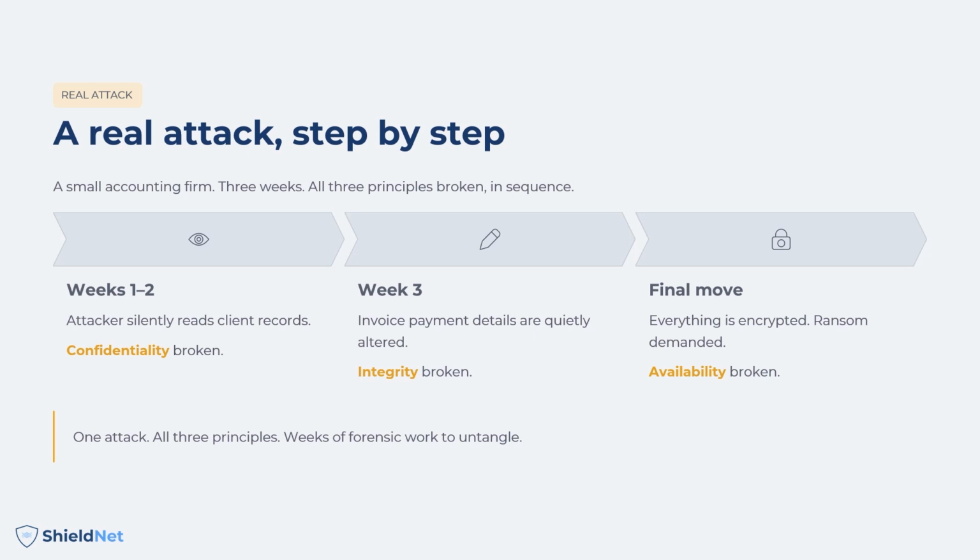This kind of multi-stage attack is increasingly common. Understanding the triad helps you ask the right questions after an incident, not just what was stolen, but also what might have been changed, and what can we still access and trust. You do not need to label every topic as a confidentiality issue or an integrity issue as you go through the course. But knowing the triad changes how you think about every security story you encounter, in the news, at work, or in these modules.